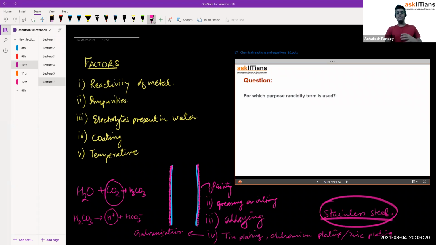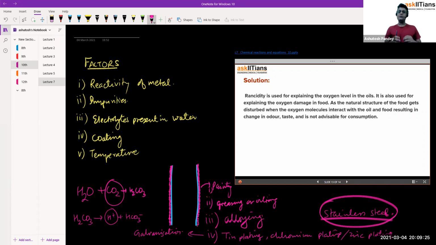For which purpose is the term rancidity used? Rancidity is used for explaining the oxygen levels in the oils. It is also used for explaining the oxygen damage in food, as the natural structure of the food gets disturbed when the oxygen molecules interact with the oil. Why? Because then a reaction will occur, and the food changes in odor and taste and is not advisable for consumption. So these are the things we look at if we want to prevent the rancidification of our food.